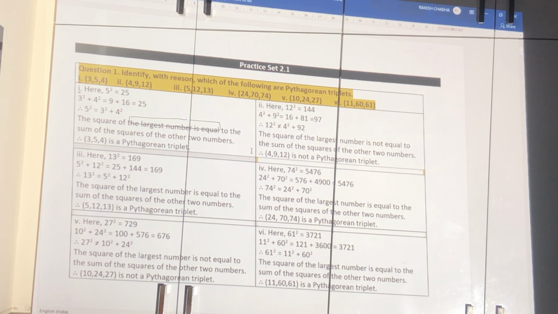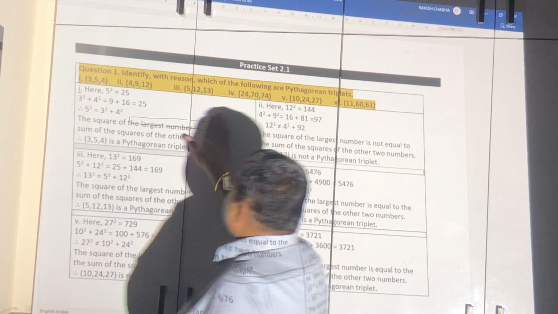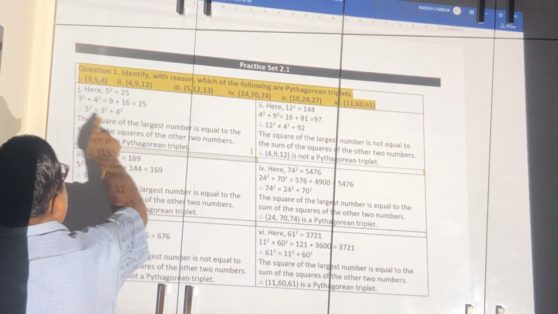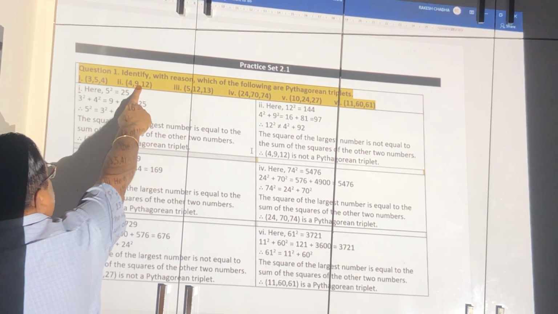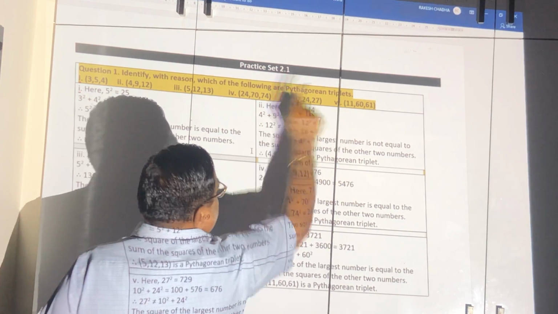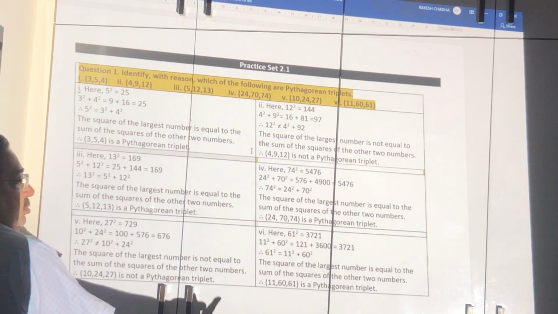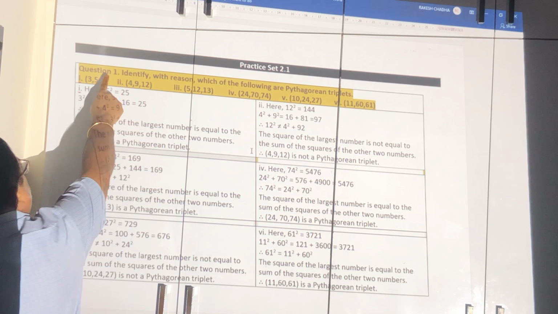Let's see exercise 2.1. Identify which are triplets. Again, I remind you, check the biggest number. They're going to sum number 1, 2, 3, 4, 5, 6. We will see all 6, all the same method. First, which is the biggest?